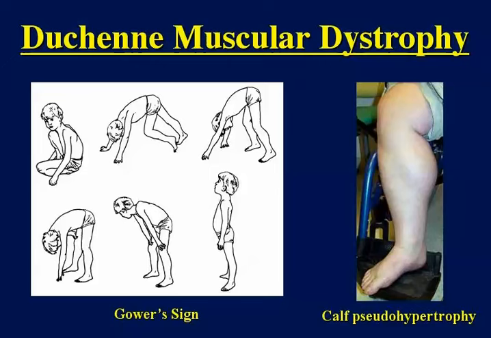The birth and developmental history were unremarkable. On physical examination, he had significant weakness of his hip flexors, knee extensors, deltoids, and biceps muscles. His calves were large but had doughy texture, and he walked on his toes. A dramatic Gower sign was present, and the serum creatine kinase was 1500 IUs per liter.